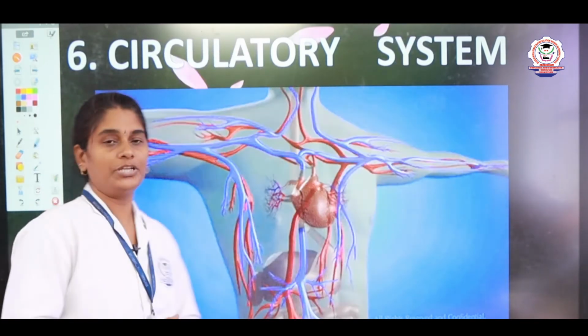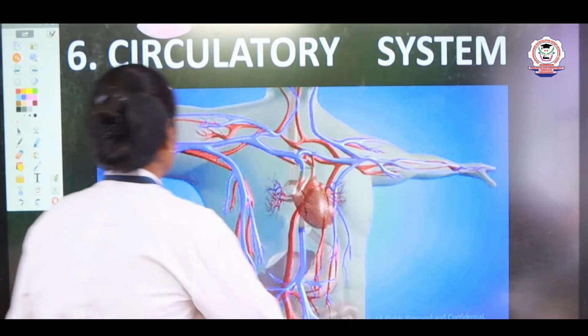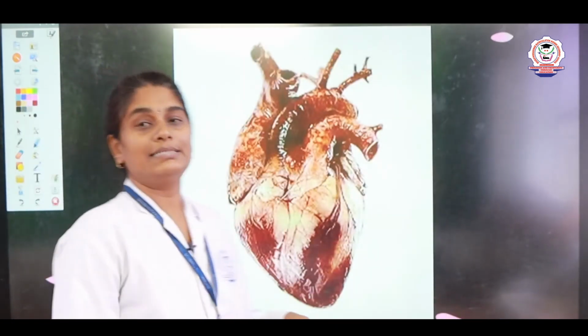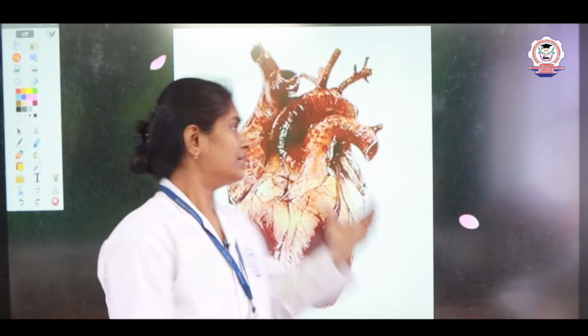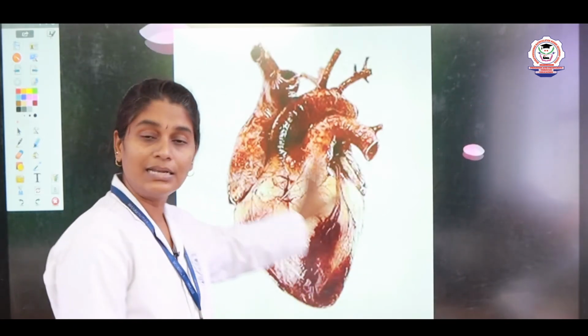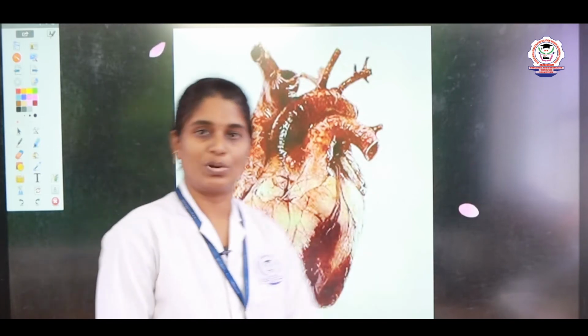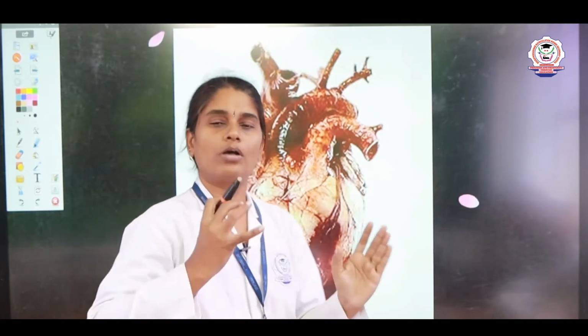Today in this session, in your second part, you are going to learn about the structure of the heart. We know that the circulatory system consists of the heart, blood vessels and blood, right. The heart is a pumping organ, a muscular, conical shaped organ present in our chest region. Externally it is covered with a covering known as the pericardium, and the space between the heart and the pericardium is filled with pericardial fluid. The pericardial fluid acts as a shock absorber, right.